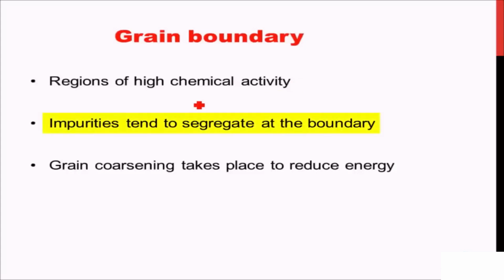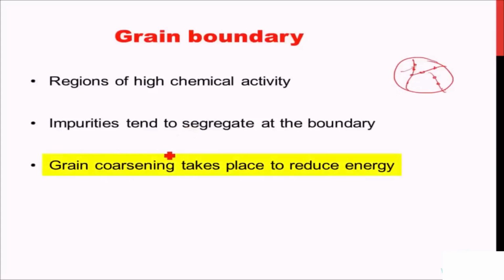For the same reason, impurities tend to segregate at the boundary. If there are impurities present in the material, suppose these are different grains, then the impurities will come and settle at the grain boundaries. Because these are already regions of high energy, and the impurities, if present in the bulk, will lead to higher energy. So they rather sit at an already high energy region and thereby reduce the effective energy of the whole system.